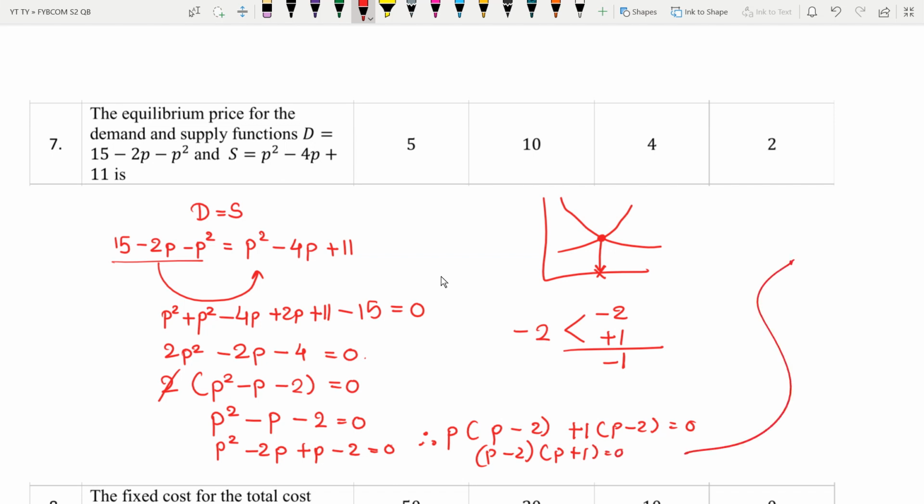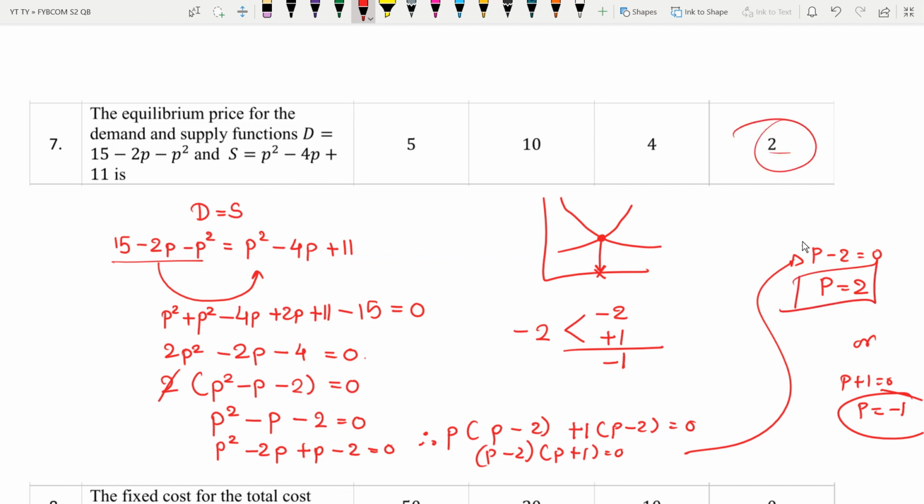So now it is p minus 2 is 0 or p plus 1 is 0. If p minus 2 is 0, that means p should be equal to 2, or over here p should be the same as minus 1. Price cannot be negative, so my p should be 2, right? So this is the correct answer.